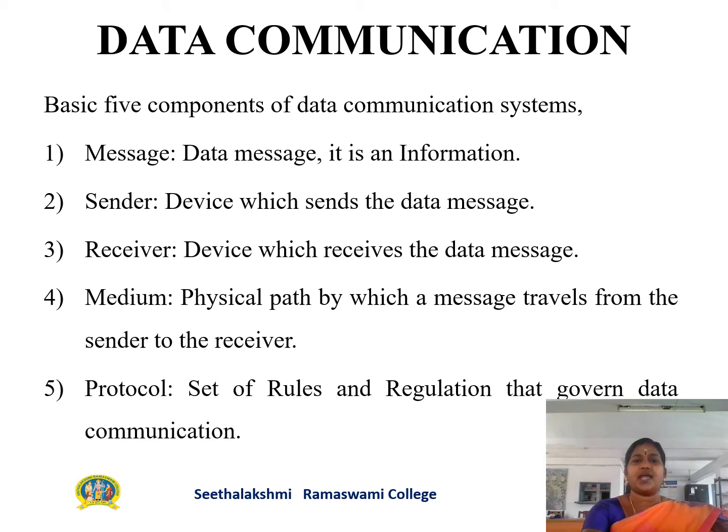Data communication has 5 basic components: message, sender, receiver, medium, and protocol. Message: the data message, which is the information. Sender: the device which sends the data message. Receiver: the device which receives the data message. Medium: the physical path by which a message travels from the sender to the receiver. And protocol: the set of rules and regulations that governs the data communication.